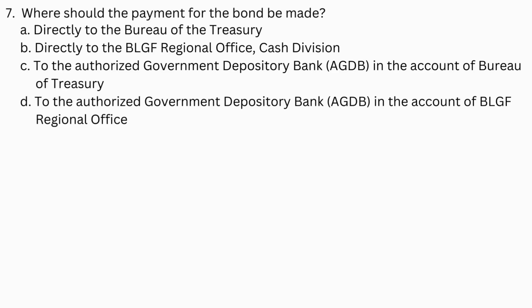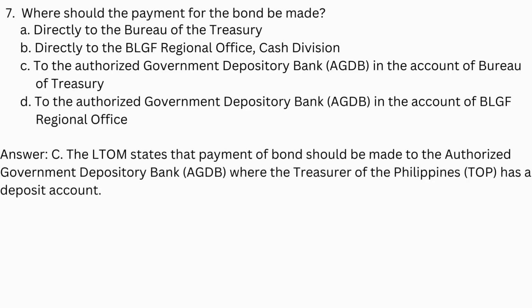Number 7, where should the payment for the bond be made? A. Directly to the Bureau of the Treasury. B. Directly to the BLGF Regional Office, Cash Division. C. To the Authorized Government Depository Bank in the account of Bureau of Treasury. D. To the Authorized Government Depository Bank in the account of BLGF Regional Office. Answer, letter C. The LTOM states that payment of bond should be made to the Authorized Government Depository Bank where the Treasurer of the Philippines has a deposit account.